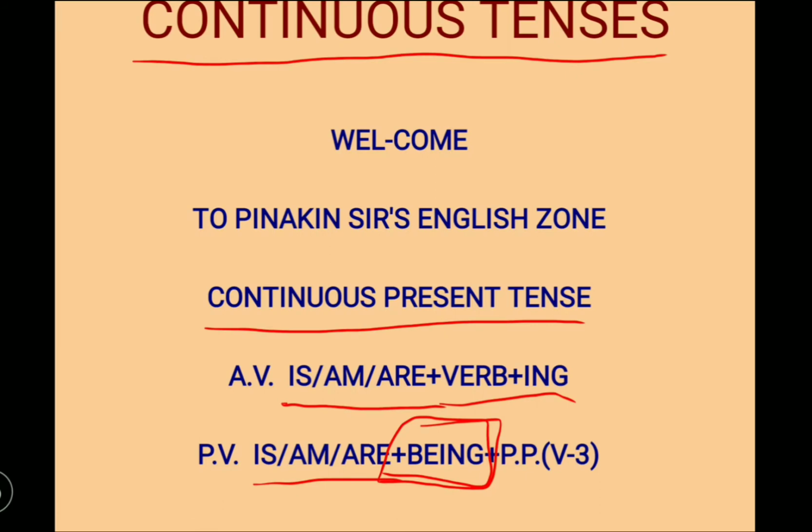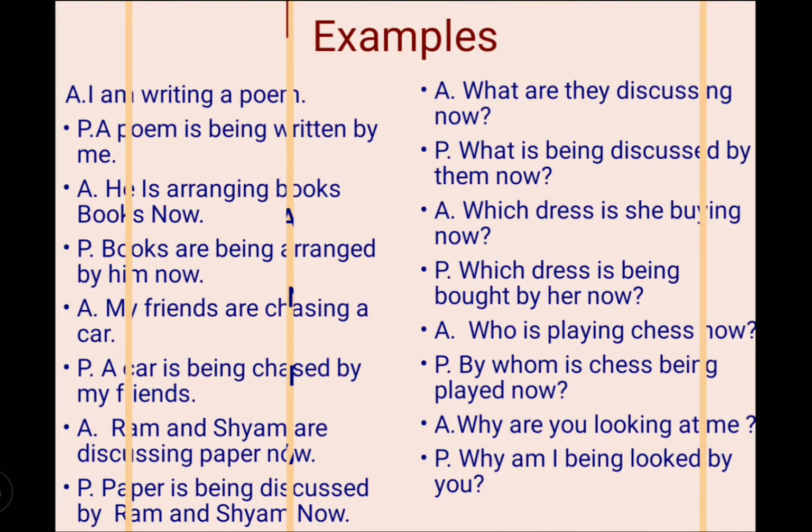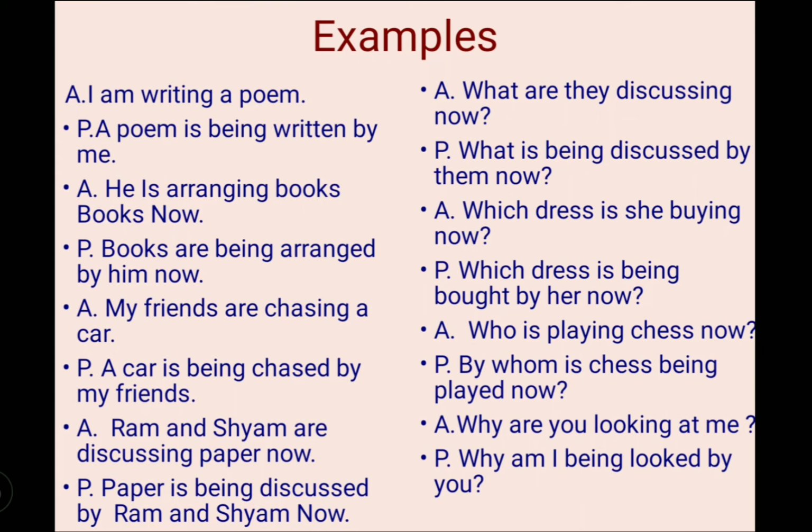Now, let us discuss some examples for more understanding, friends. The first one is, I am writing a poem. In this, I is the subject, write is the verb and poem is the object. In passive, a poem, helping verb is, then being written by me.